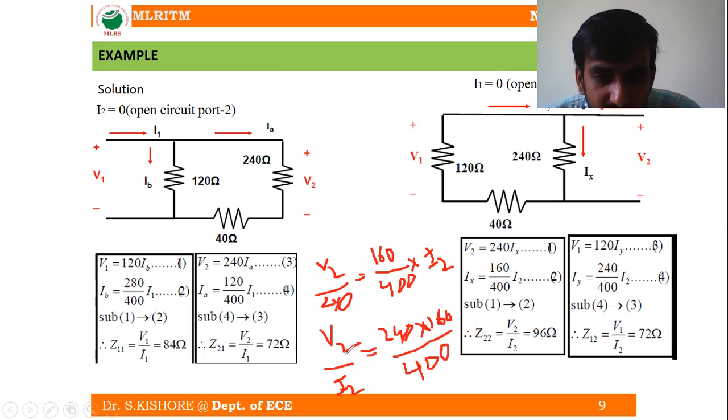So what is this V2 by I2? V2 by I2 is nothing but the output voltage to the output current. It is nothing but the output impedance, the driving point impedance, or the open circuit output impedance. Z22 is the term. So Z22 is equal to V2 by I2 is equal to 96 ohms.